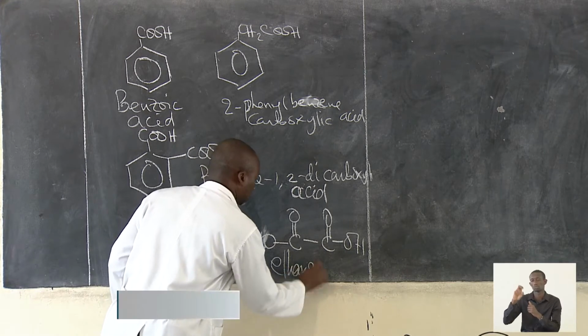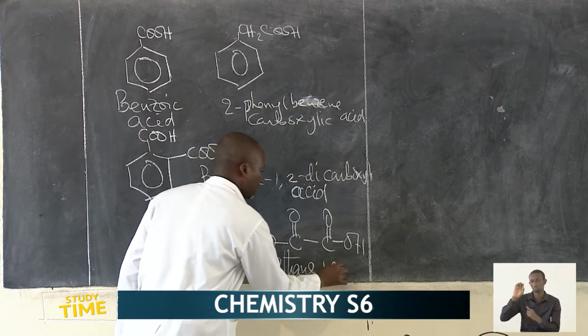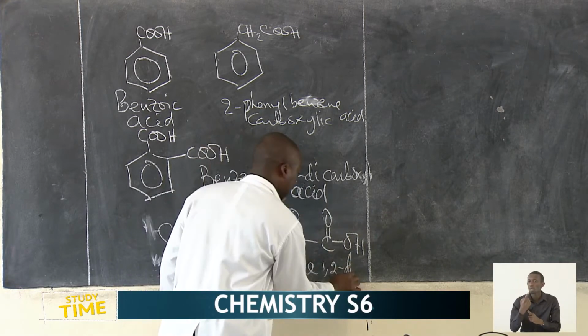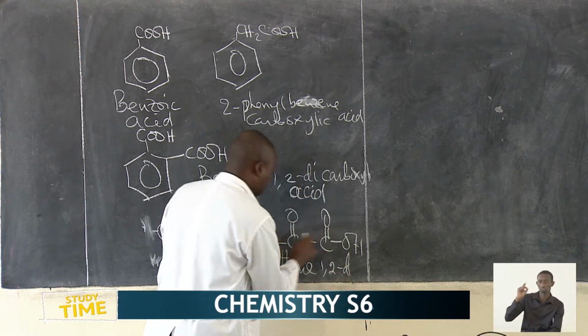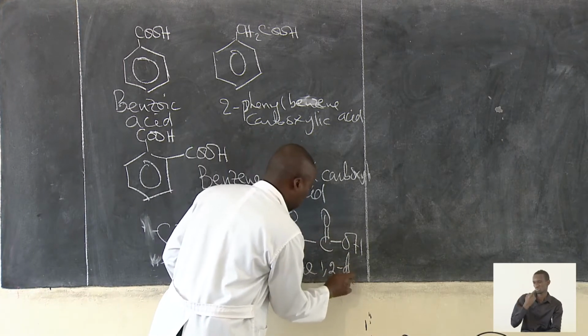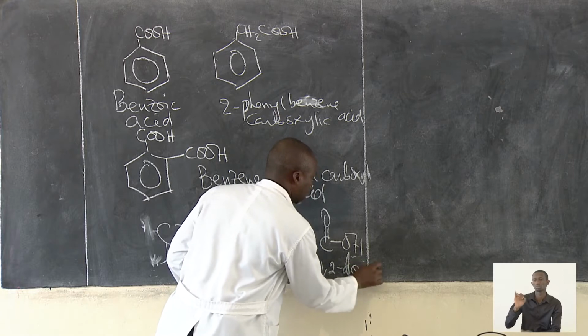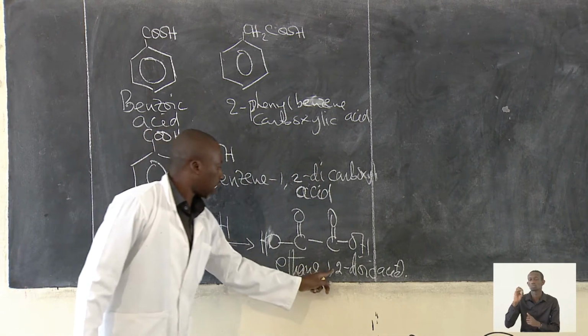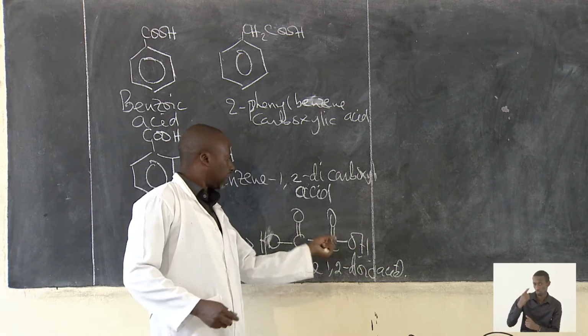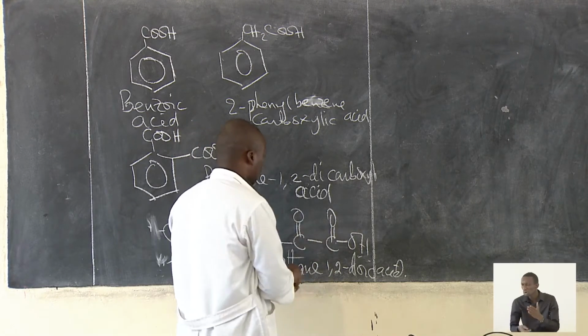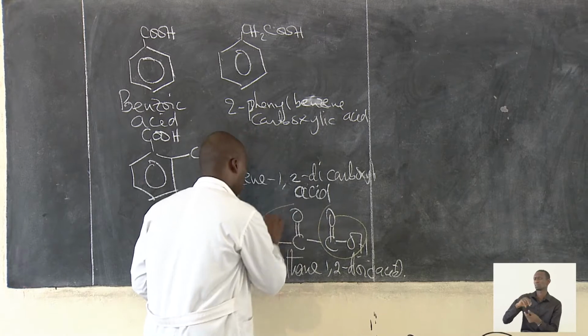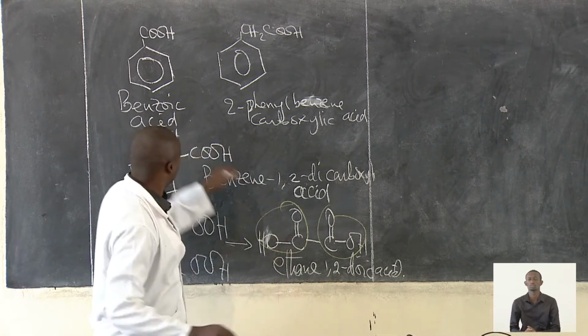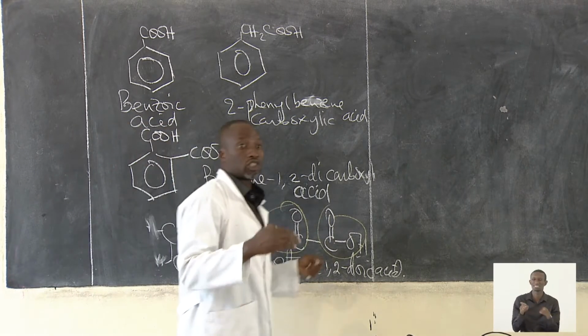This is ethane 1,2 dioic acid. Sorry, this is dioic acid. Ethane 1,2 dioic. Di because there are two groups. This is the carboxylic group, and this is another group. So this is the same as this one. Those are some others.